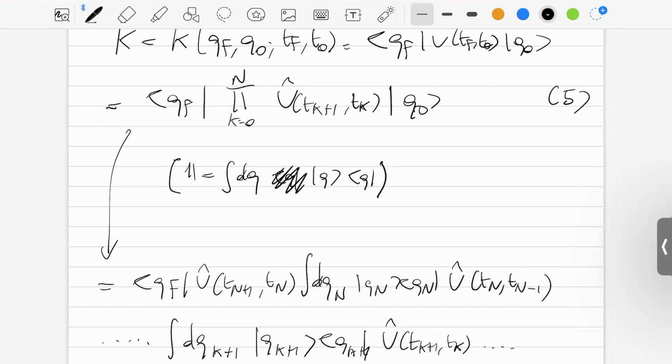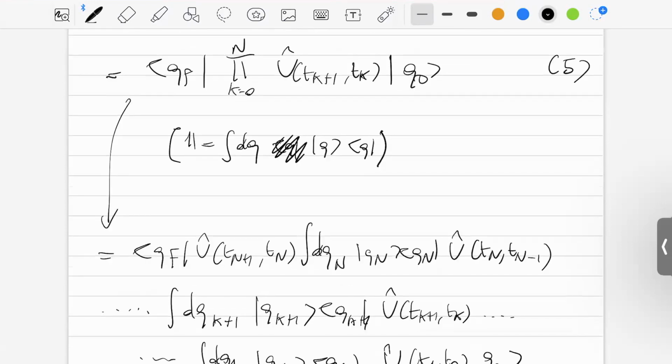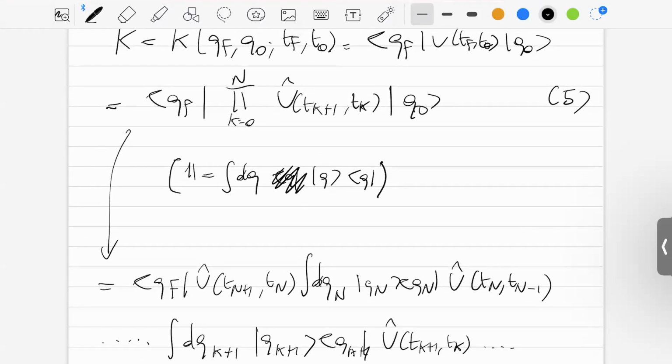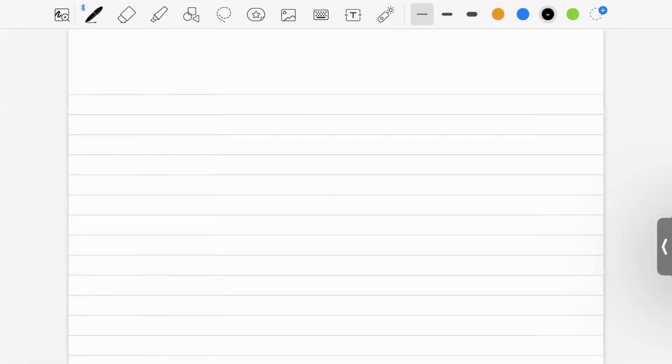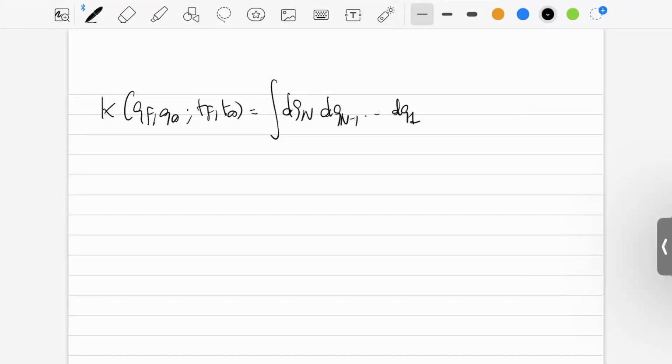So q0, q1, q2, and so on label the different quantum states at the instants t0, t1, t2, respectively. So we have this series of terms, and thus we see that K, our propagator, is just the integral over qn, qn minus 1, and so on up to q1 of the following: the product from k equals 0 to n of the propagator for each small interval.